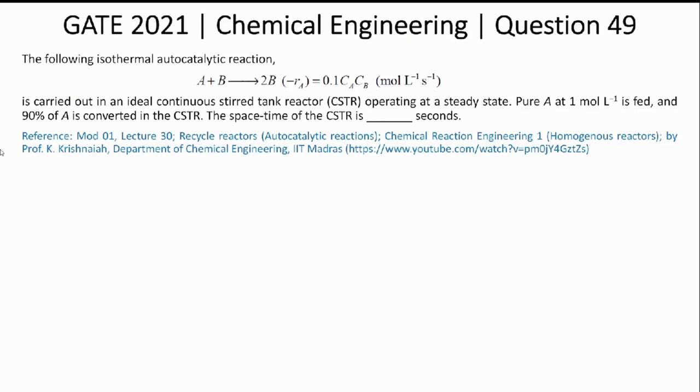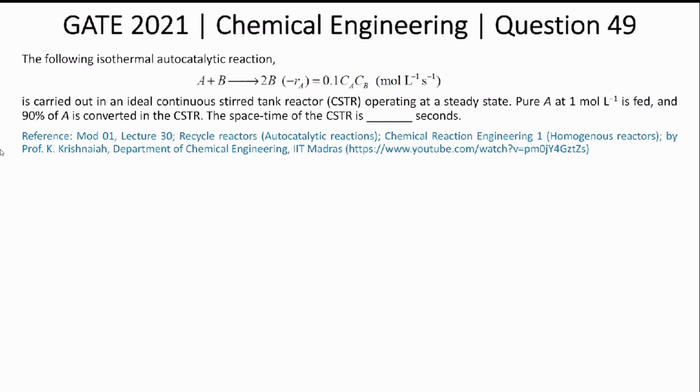So basically, in this question, we have an autocatalytic reaction. They have given the reaction A plus B giving 2B. That means the product itself is one of the reactants. So A will react with B and it will give 2 moles of B as the product. Such a reaction is called an autocatalytic reaction.